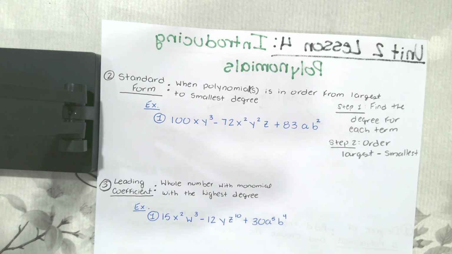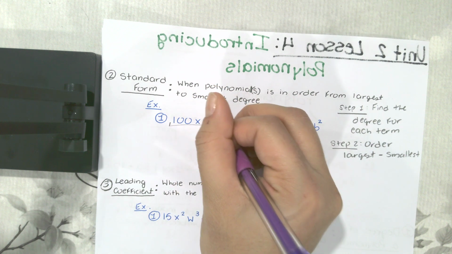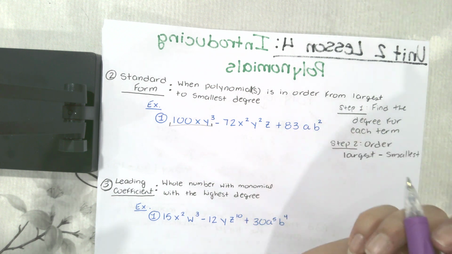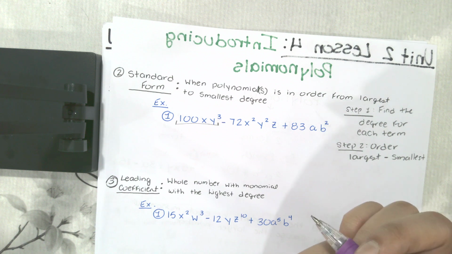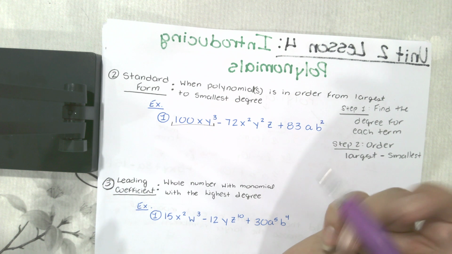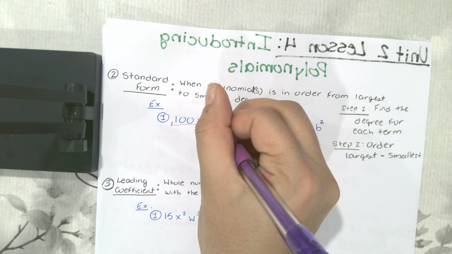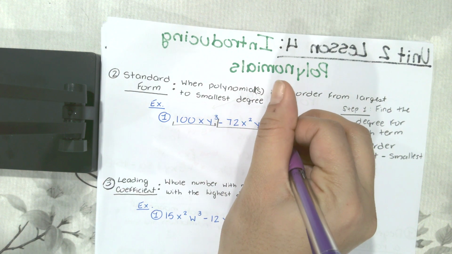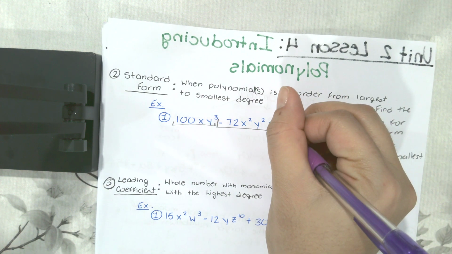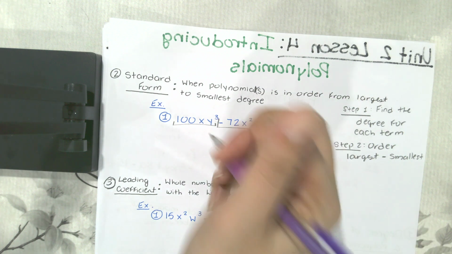So here, first step, I'm going to separate my terms so that it's easier to find the degree. This is where your plus and minus signs become important. It's really one of the only times it's going to become important. So you have positive 100xy is one term, negative 72xyz is a second term, and positive 83 is your third term. So just like we've been doing, we're going to add all of our exponents for each term. Then we're going to put it in order.